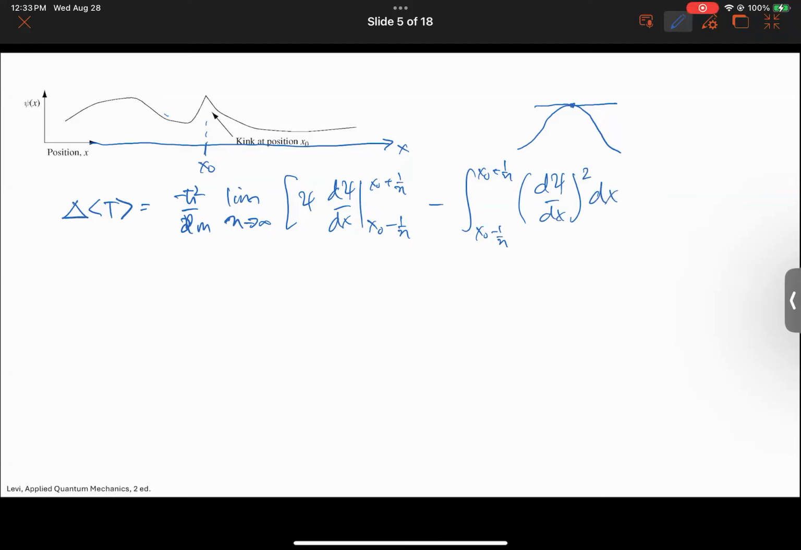Okay. Now, at this point, alam na natin na yung psi of x is continuous, kasi pinakita natin na dapat continuous siya from our derivation. And d psi dx has finite values everywhere. So since psi of x is continuous, then d psi dx has finite values everywhere.